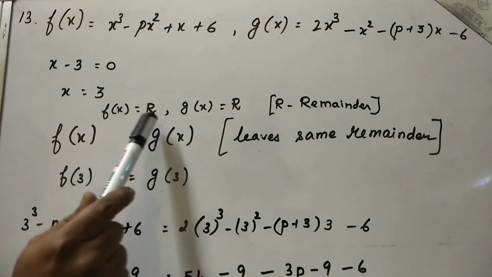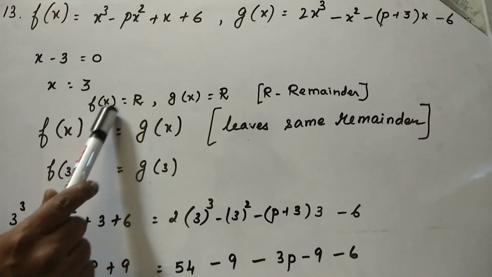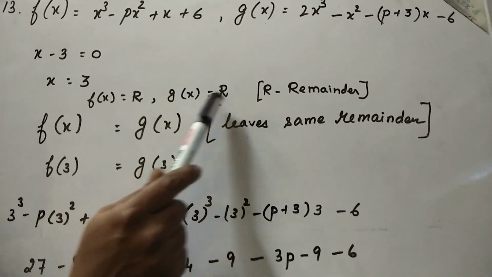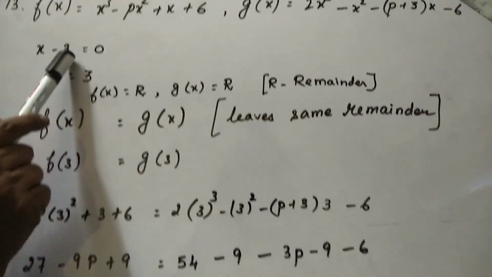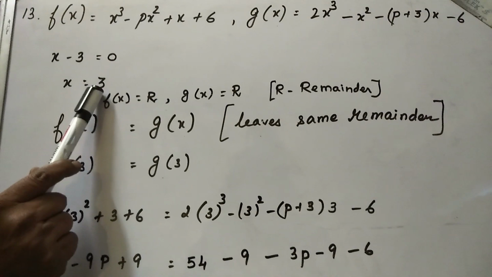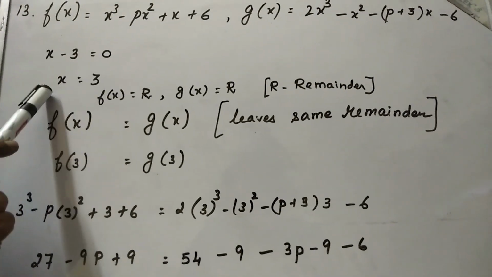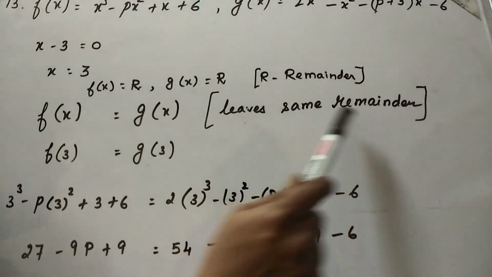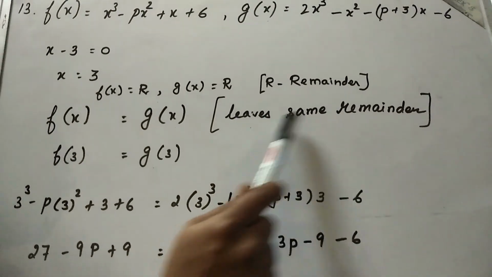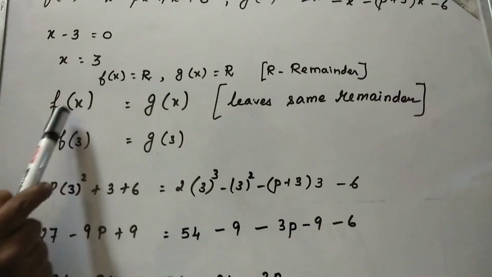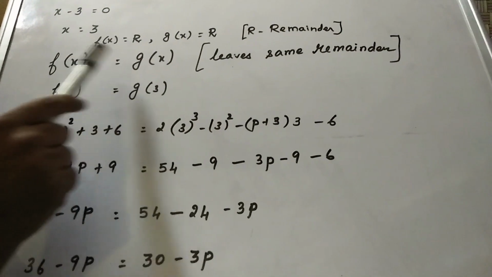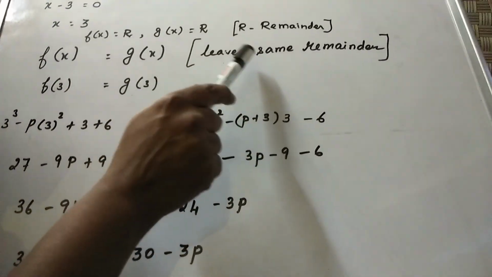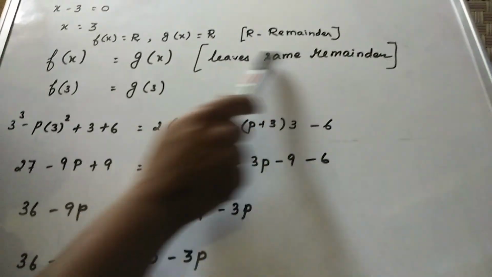So we can take the remainder to be r. f of x is equal to r and g of x is equal to r. The remainder is found when x minus 3 is equal to 0, so x is equal to 3. As the remainders are the same, we can write f of x is equal to g of x. Both polynomials are equal to each other since the remainders are the same.